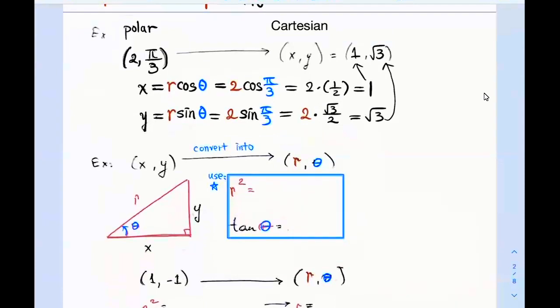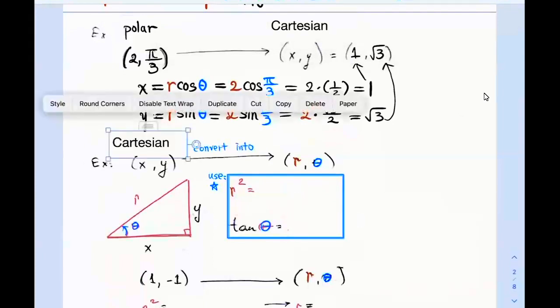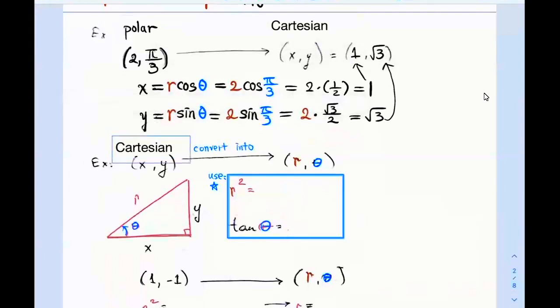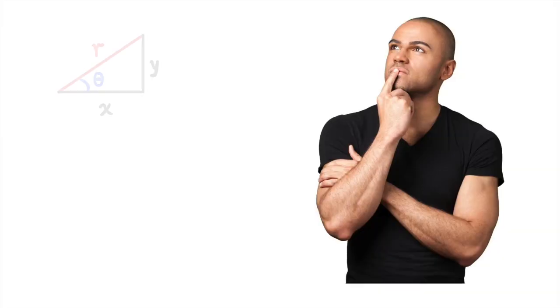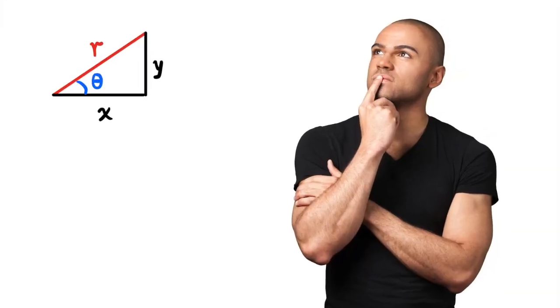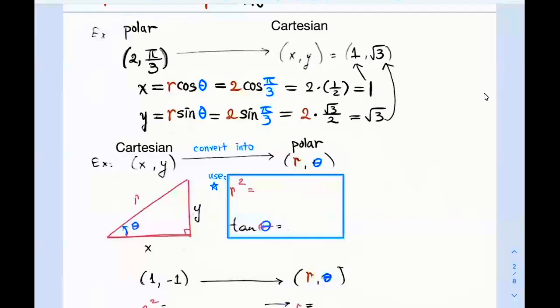Now, what about we go back? Suppose you have this Cartesian coordinate and you're trying to convert it into a polar coordinate. Then what do we use? Let's think about how I can represent the r and theta in terms of this x and y, right? Let's think about that in this right triangle.